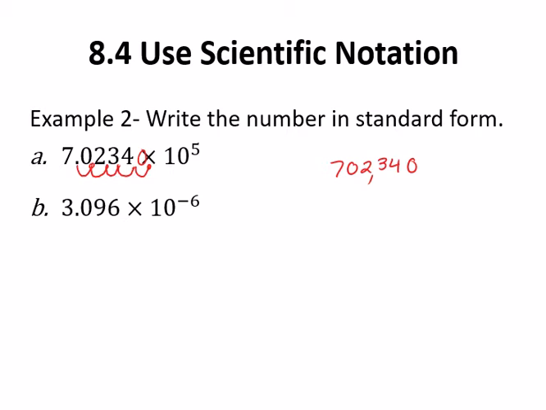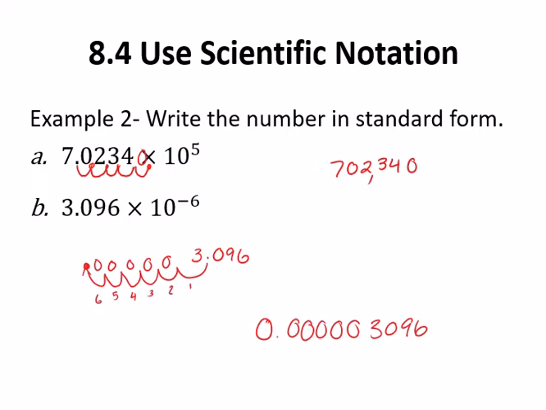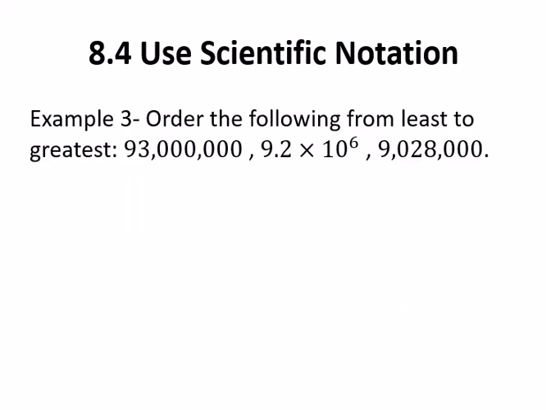So why don't you go ahead and try it out on part B. Pause the video and see if our answers match up. Alright, so your solution should have come out 0.00003096. Right, so since it was times 10 to the negative 6th, I counted to the left 6 decimal places to make it smaller.